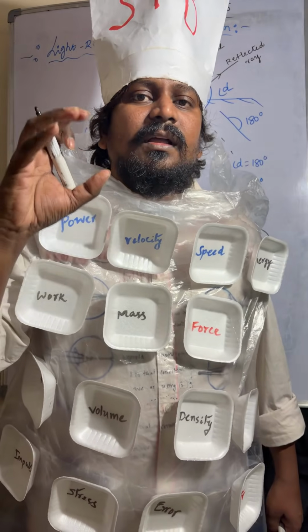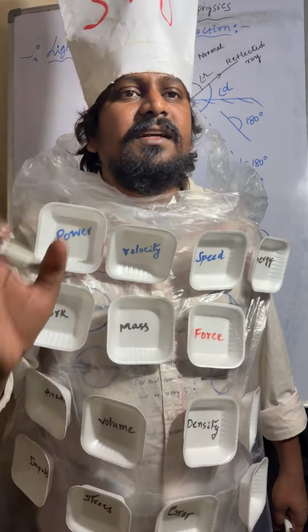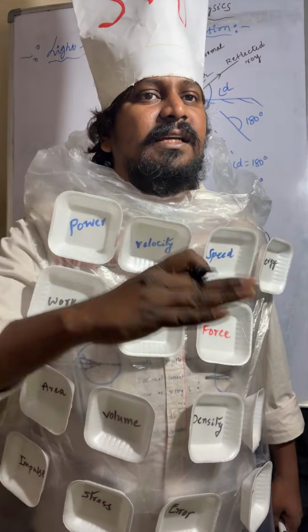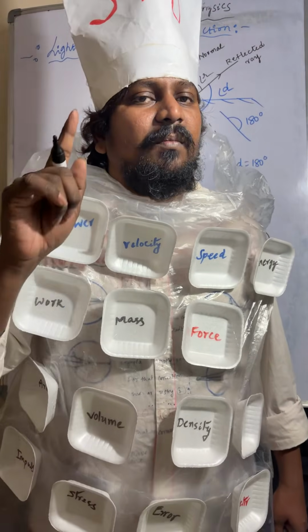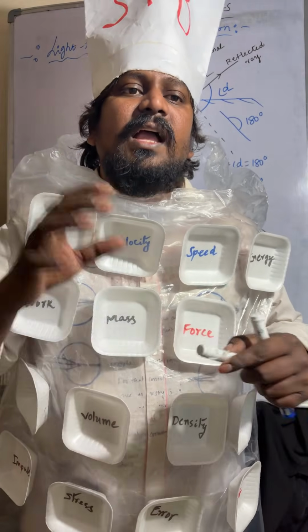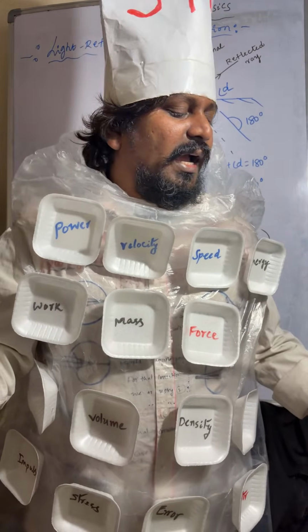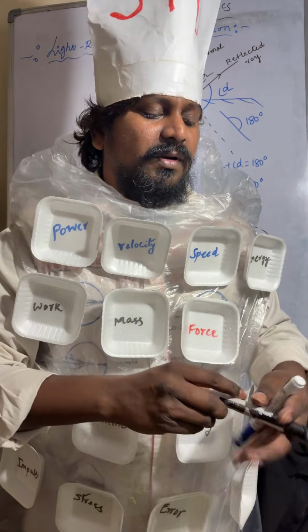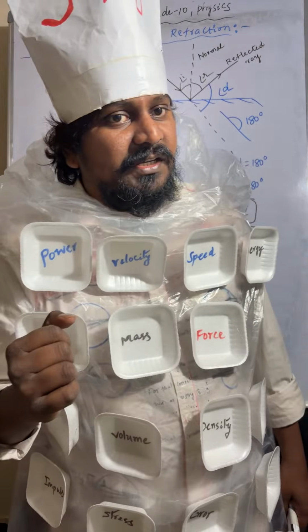Okay, so coming to the laws of reflection: the incident ray, reflected ray, and normal line lie on the same plane. That is point number 1. Point number 2, angle of incidence is equal to angle of reflection.